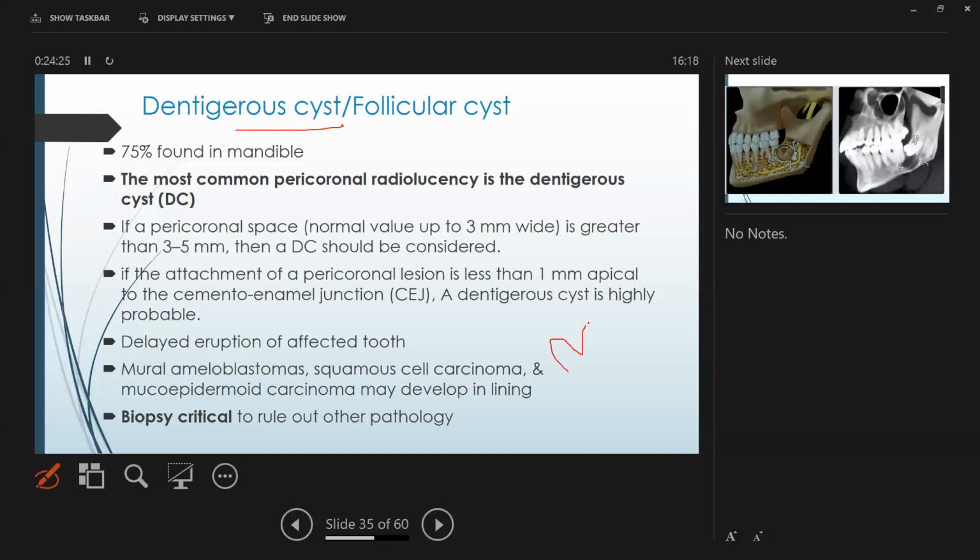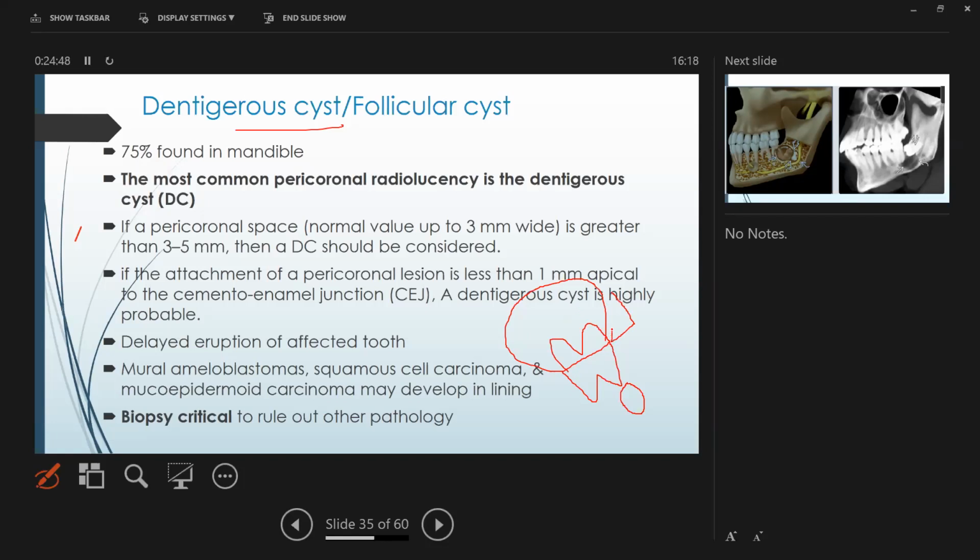So what is pericoronal radiolucency? Pericoronal radiolucency means you have a tooth like this, and the radiolucency surrounds the crown of the tooth. So this is pericoronal. Periapical is something associated with the apex. You understand? So the cemento-enamel junction. This is the CE junction, and the CE junction is very important in classifying certain cysts. I'll tell you two or three diagnostic points regarding that.